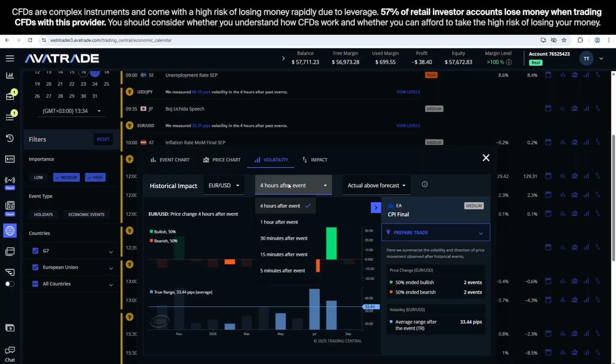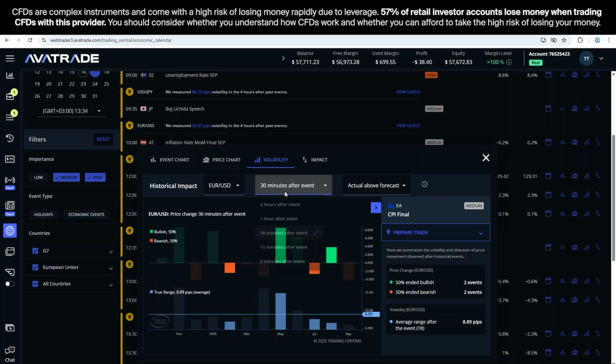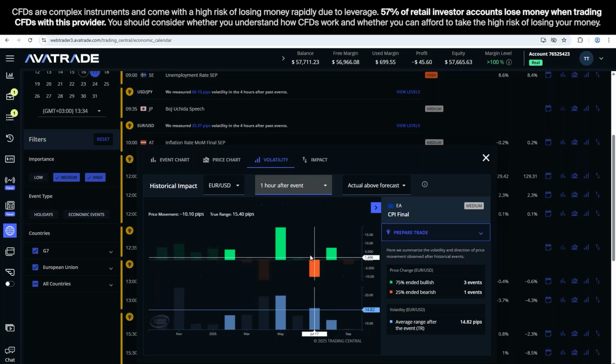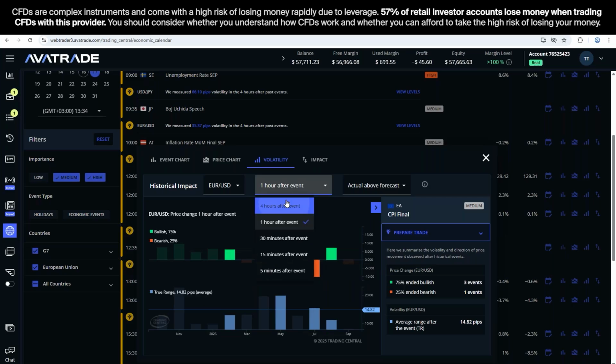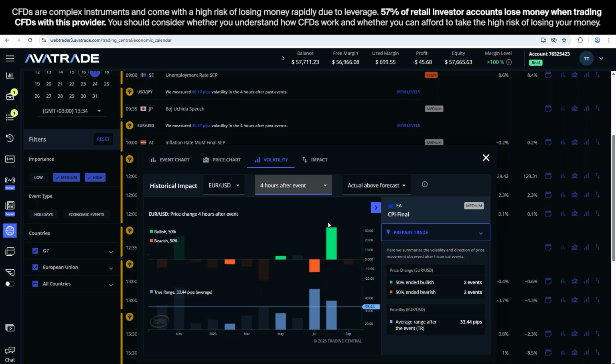So this is an immediate reaction on CPI. Within the first 30 minutes, no. Within an hour, the majority are up with one down, and then it fizzles out before 4 hours with only one staying up. So that helps you plan out the timing of your trade, not just the direction.